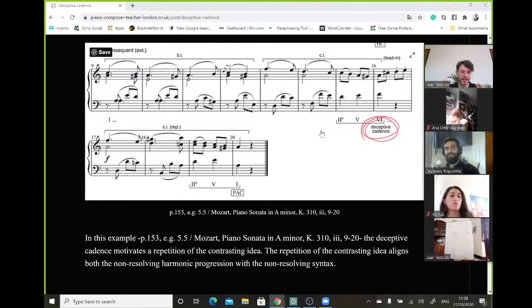Well, without reading, why is this certainly a deceptive cadence? First of all, it's right on the 8th bar where we would expect an authentic cadence. Then we see the repetition of the whole cadential contrasting idea. So you have a segment of an extension, a segment that certainly doesn't lead into a cadence. You actually have a perfect authentic cadence happening afterwards.